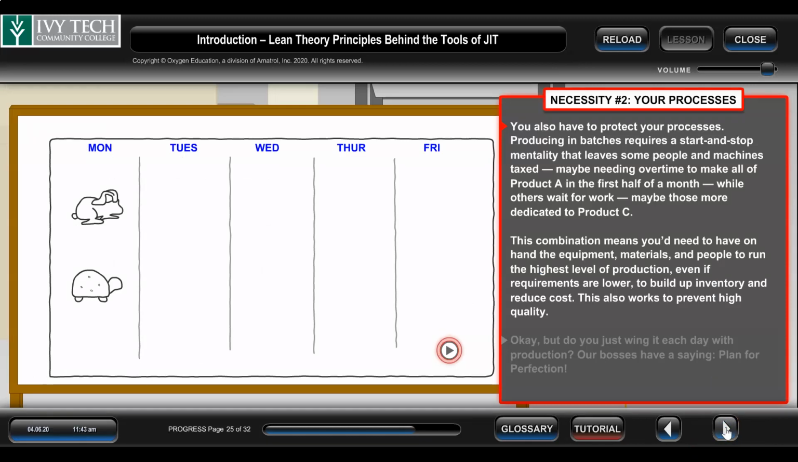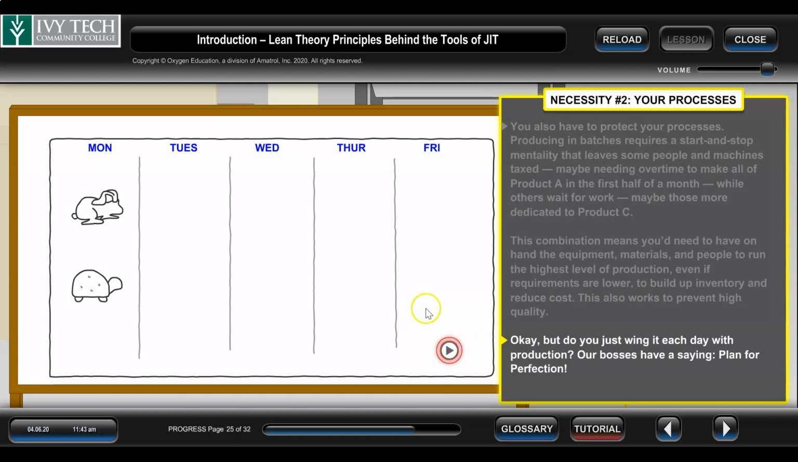You also have to protect your processes. Producing in batches requires a start and stop mentality that leaves some people and machines taxed, maybe needing overtime to make all of product A in the first half of a month, while others wait for work, maybe those more dedicated to product C. This combination means you need to have on hand the equipment, materials, and people to run the highest level of production, even if requirements are lower, to build up inventory and reduce cost. This also works to prevent high quality.